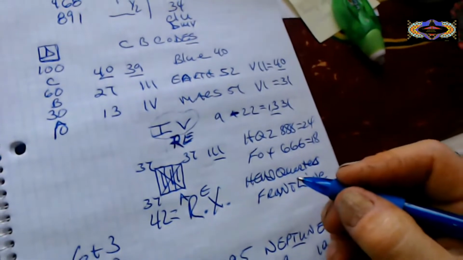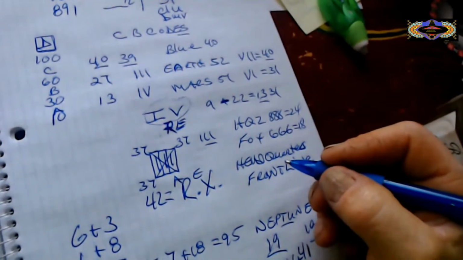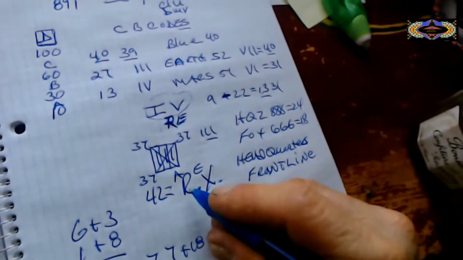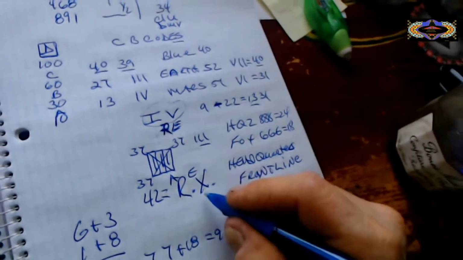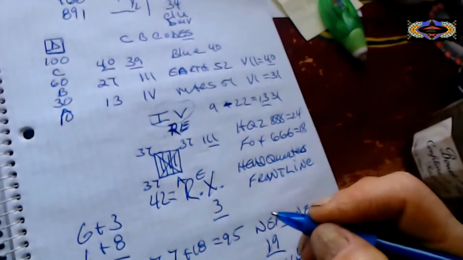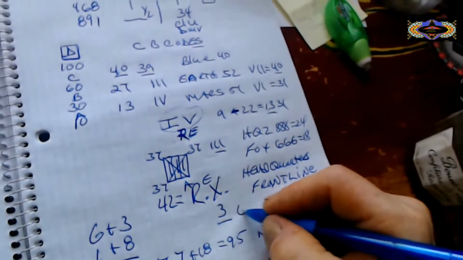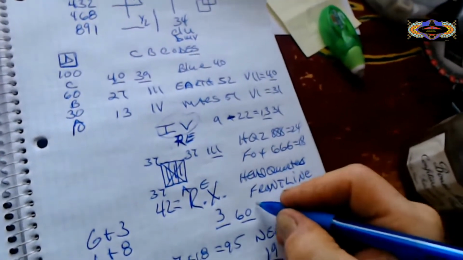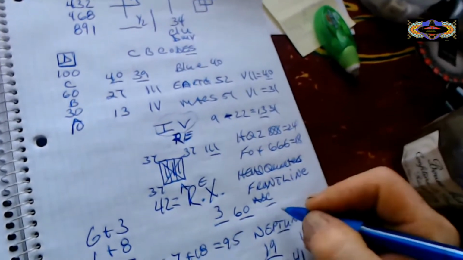I'm not sure which way to put that together. The house of A, the house of E. This is a polarity. This is the major house. This is your 60 seconds on the clock. This is where your A, B, C comes in.